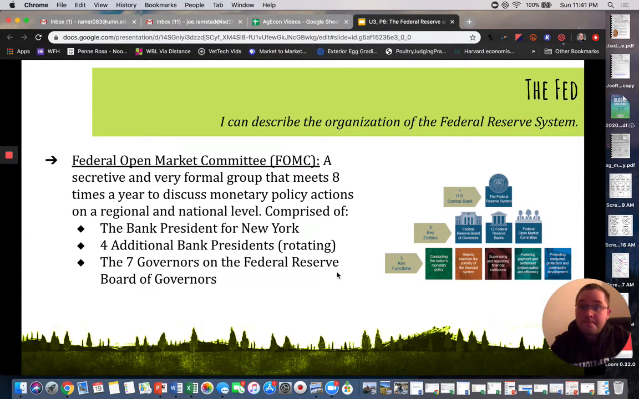about those people. And then lastly, the 7 governors on the Federal Reserve Board of Governors are also a member of this committee, the FOMC. So it is comprised of 12 individuals at this time. Again, the bank president of New York plus 4 additional bank presidents means 5 bank presidents total, plus the 7. 5 plus 7 equals 12, according to my math. So that is the Federal Open Market Committee.